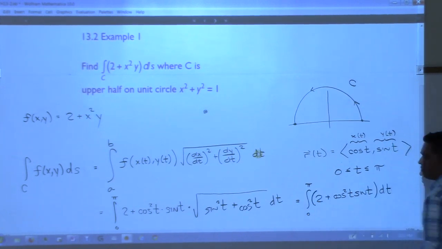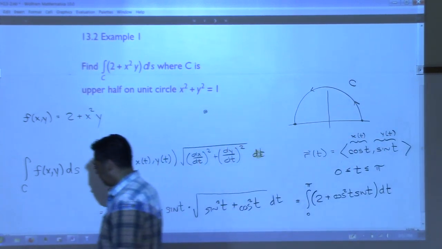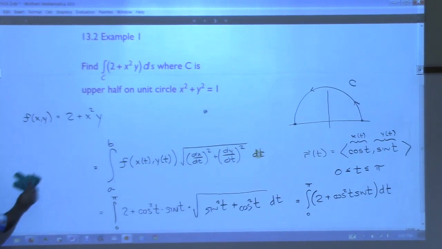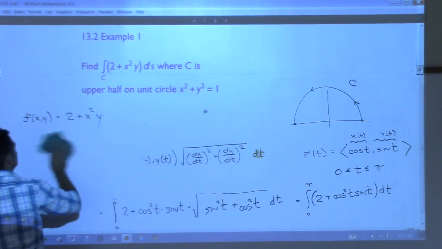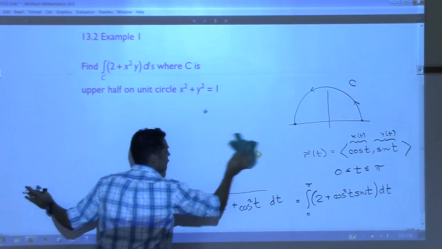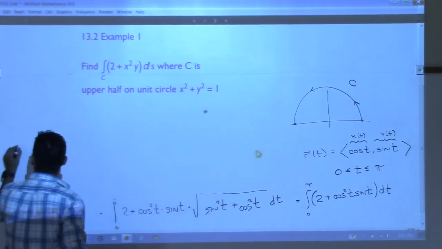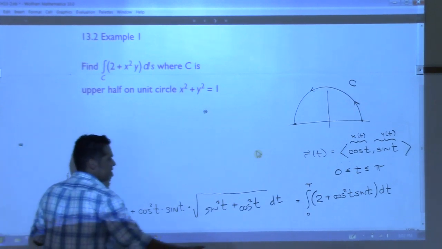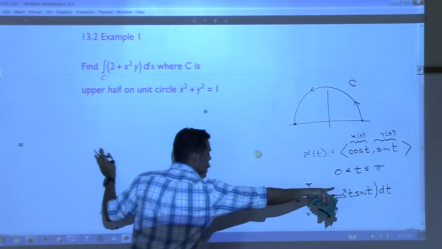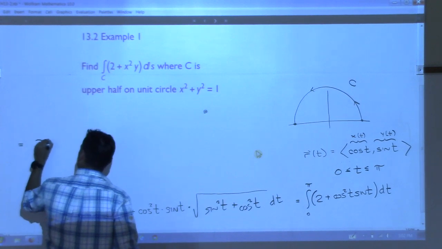Okay, so we've got the integral from 0 to pi of (2 plus cosine squared t) sine t dt. And that we should be able to do pretty easily. Does it all make sense? Okay, so now let's finish this integral off. I think we can go straight to an antiderivative here. The antiderivative of 2 with respect to t is 2t.